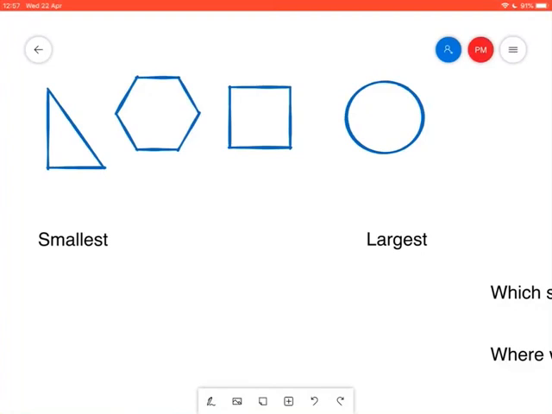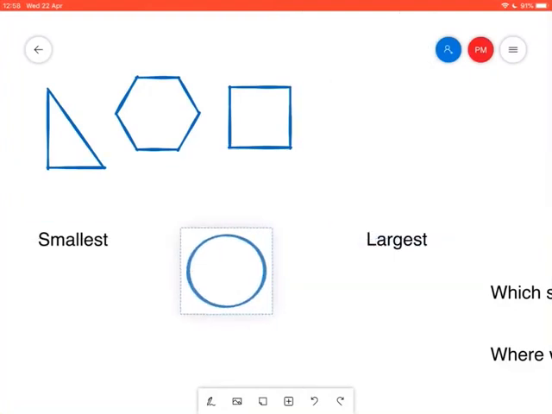Okay, so I have got 4 shapes here, but I have misplaced them in the wrong order. So what I want you to do is to place them in the correct order from the smallest number of sides to the largest number of sides. So if you pause the video now and have a go at that yourselves, and then I will rearrange them when you come back. So of course, the smallest number is the circle, because it only has the one side.